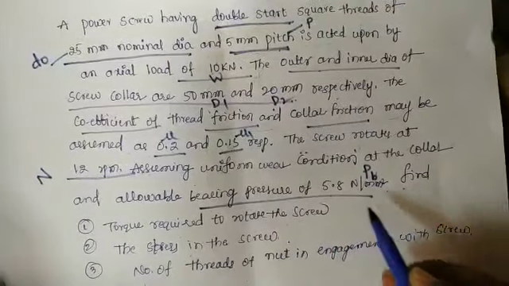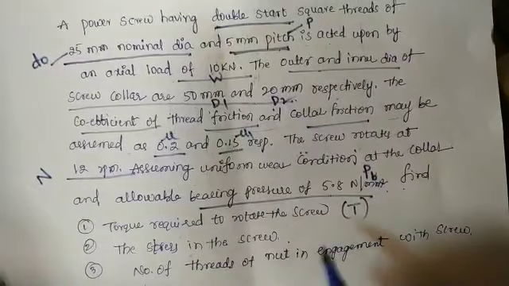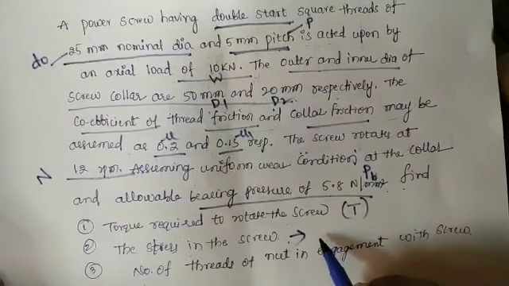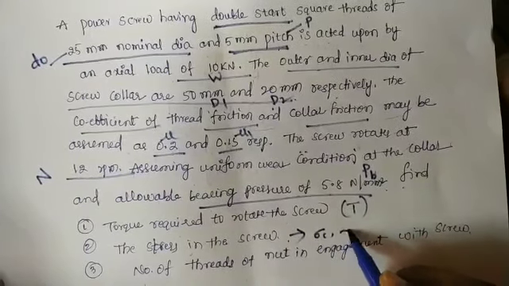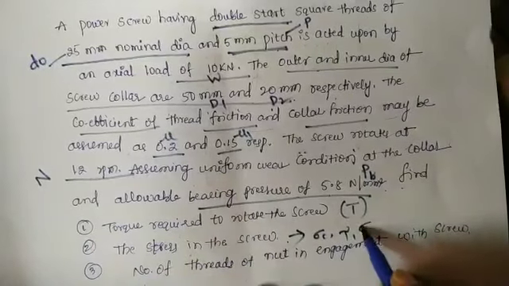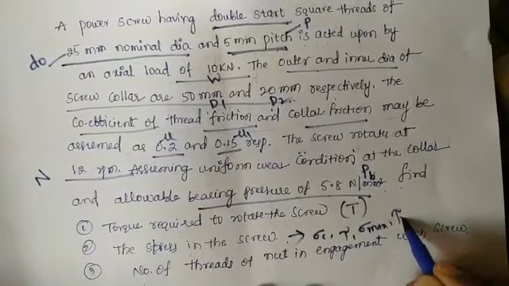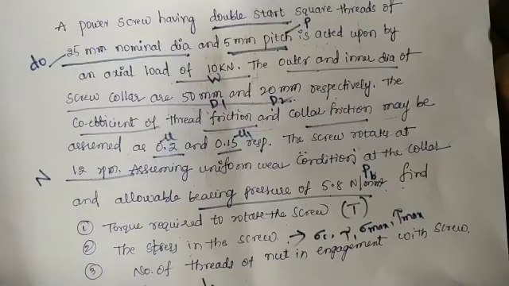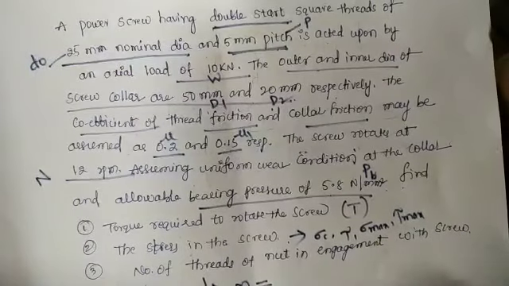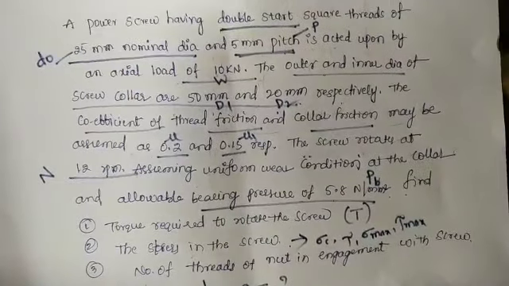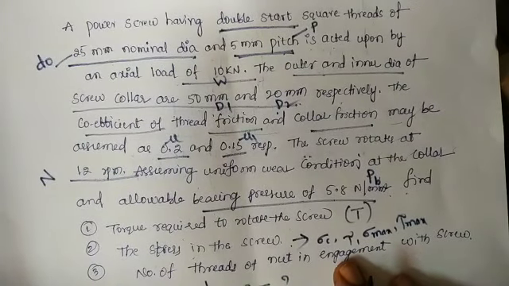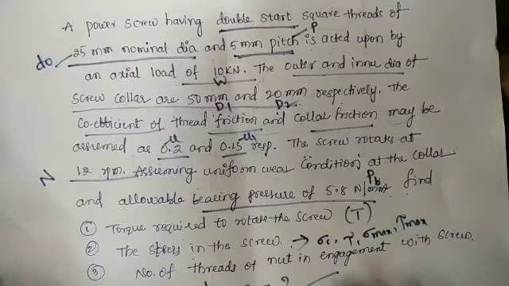Then find the torque, which means capital T. Next the stress in the screws, so calculate the stresses in the screws: sigma C, tau, then sigma maximum, then tau maximum. Then the third one is the number of threads of nut engaged, that means calculate N. So this is the question. First one is condition number 1, so calculate T. Condition number 2, calculate the stresses sigma C, tau, sigma maximum, tau maximum. Third one is N.